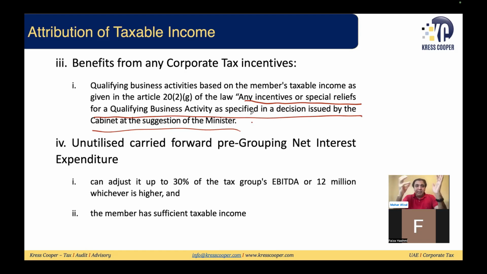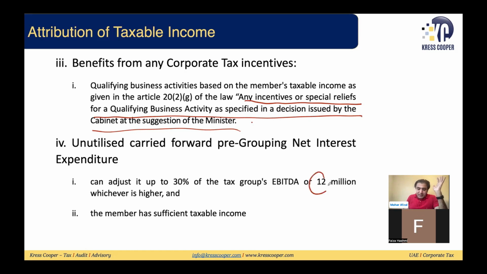Now, once this member has joined this group, this member is carrying pre-grouping net interest expenditure. The law says this pre-grouping net interest expenditure can be adjusted against the taxable income of the group. The important thing is they're asking two conditions. First, this pre-grouping net interest expenditure cannot be adjusted more than 30% of the group's EBITDA or 12 million, whichever is higher.